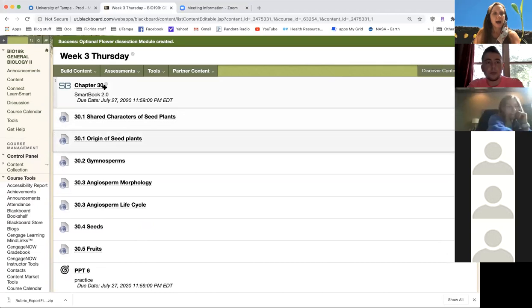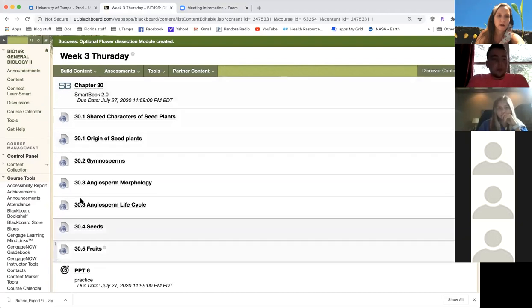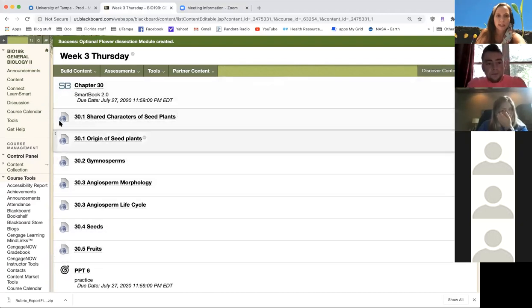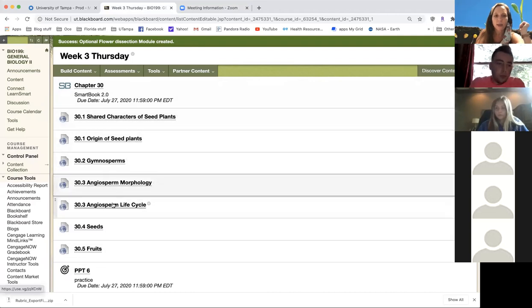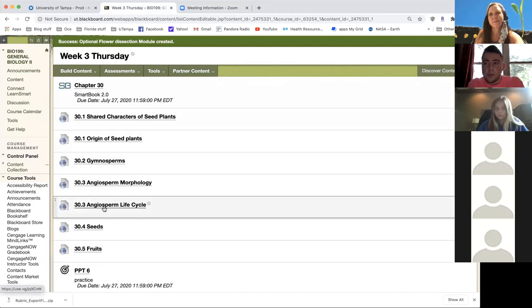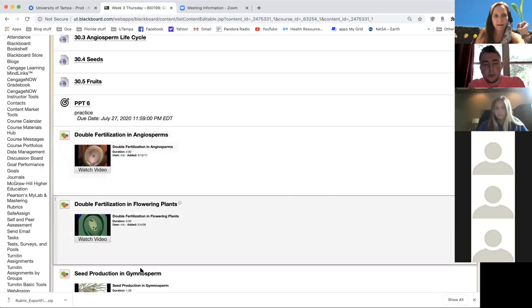There's only one SmartBook assignment for today, just chapter 30, but notice that there are a lot of video lectures. Section 30.1, I broke into two sections and identified what the topics for each of those are. And the section on the angiosperms, I also split into two sections, because in the life cycle of the angiosperms there's a little detail that I wanted to emphasize and take into a smaller little blip.